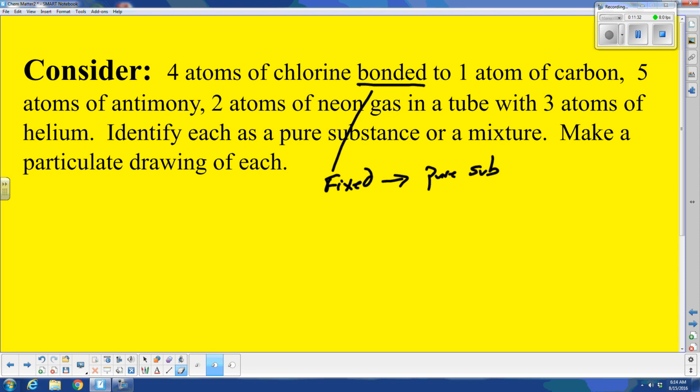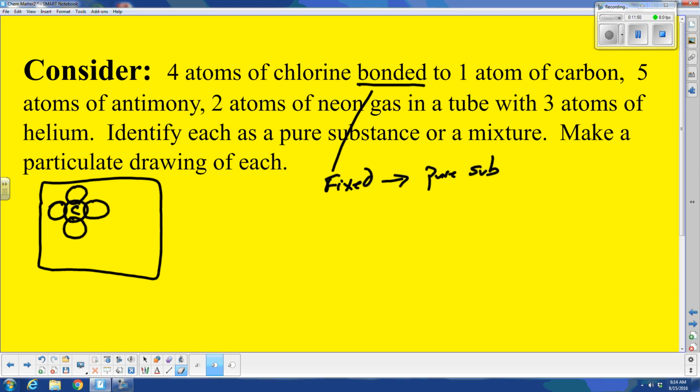And how would I draw that? So let's come over here. Let's put these in a box. I have a carbon, so let's put a carbon in here. And then I'm going to have to put 4 atoms of chlorine. Chlorines are pretty big, much bigger than carbon, but we'll learn that later. So let's draw carbon smaller, and big old chlorines overlapping. There you go. So these would be my chlorines, there would be my carbon, something like that would be your picture.